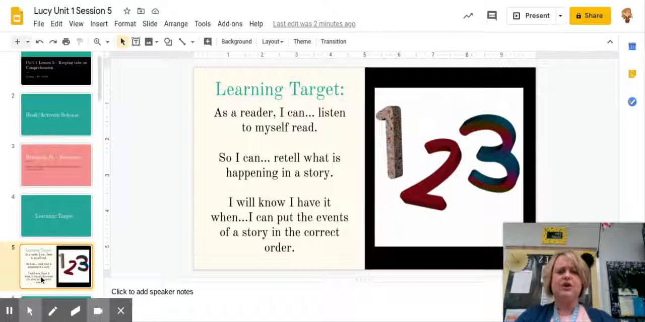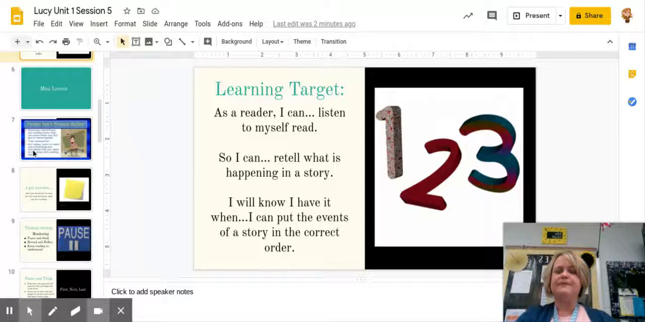So our learning target is, as a reader, I can listen to myself read so I can retell what is happening in the story. I will know I have it when I can put the events of a story in the correct order. What happened first, next, and last.